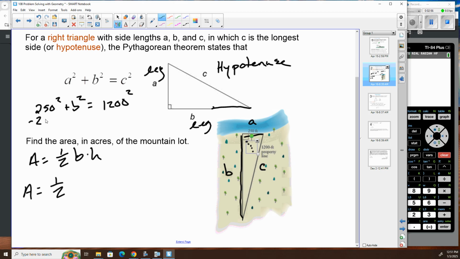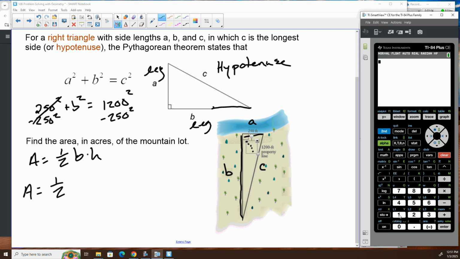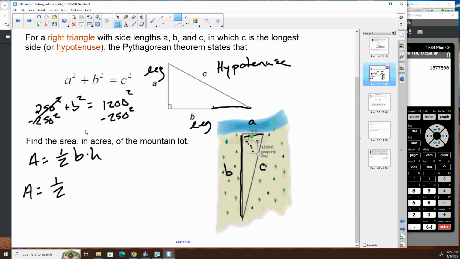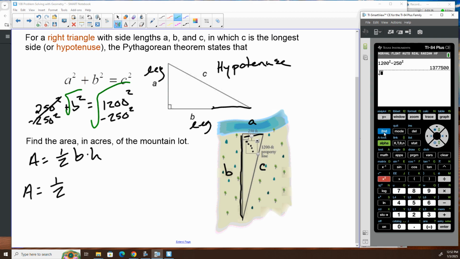And then I'm just going to minus the 250 squared to the other side of the equation. And then just type that into the calculator. So 1200 squared minus 250 squared gives me that number there. And then to get rid of the square on the b, I would square root this answer. So I'm just going to go square root of that answer I had there, and it gives me 1173.